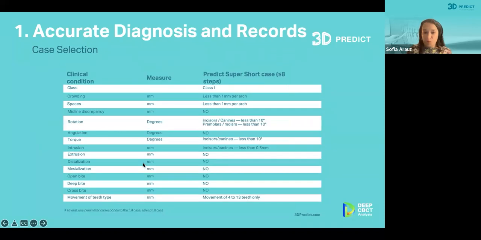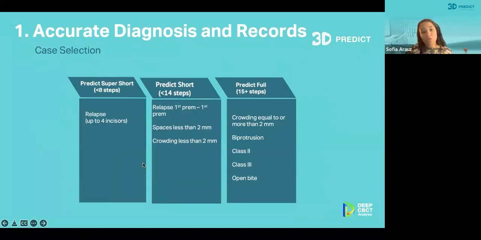Now, the short version of that I want to show you tonight, and feel free to take a screenshot of this because this is going to come in handy. This summary is nowhere else. So for Predict Super Short, if you have orthodontic relapse of up to 4 incisors, whether it's upper, lower, or both upper and lower, it's probably Predict Super Short.